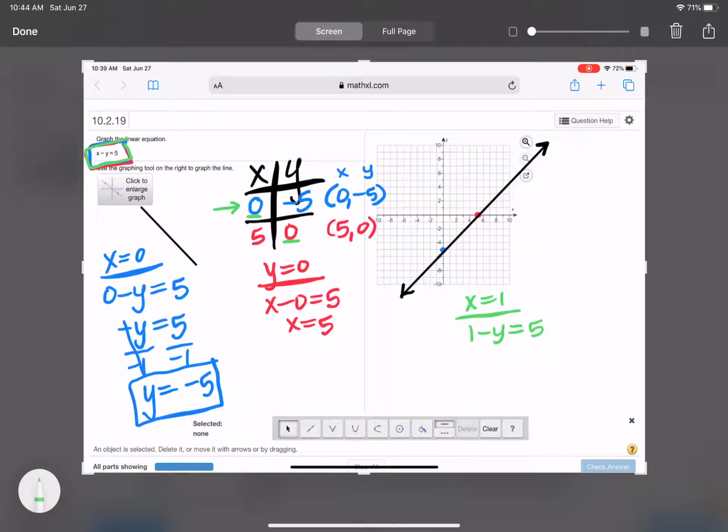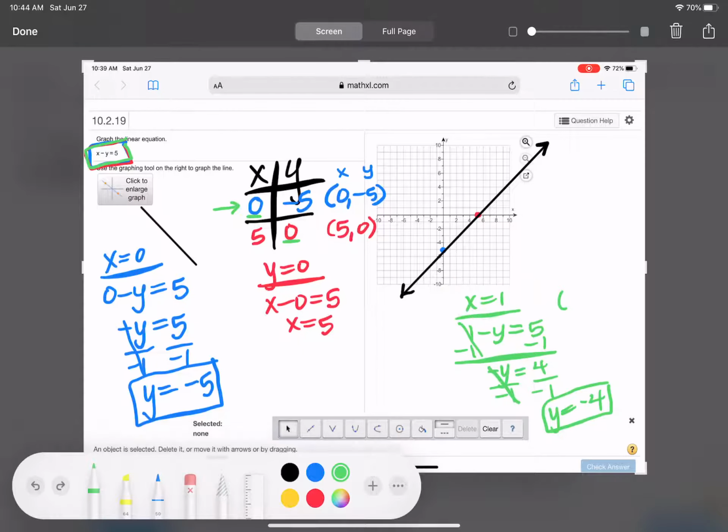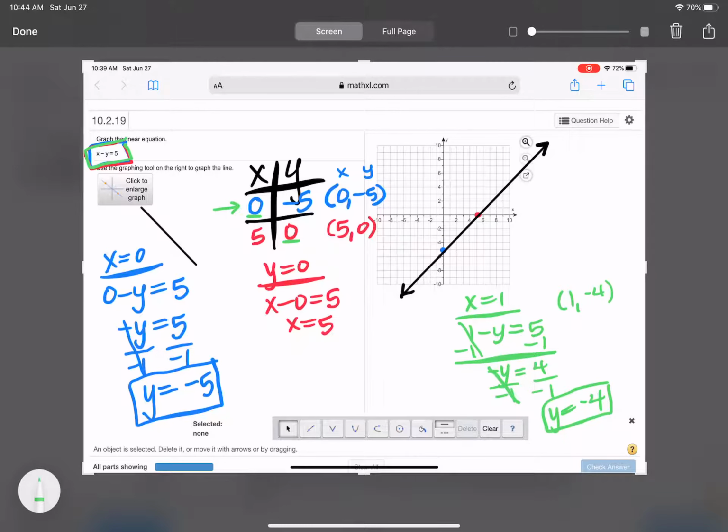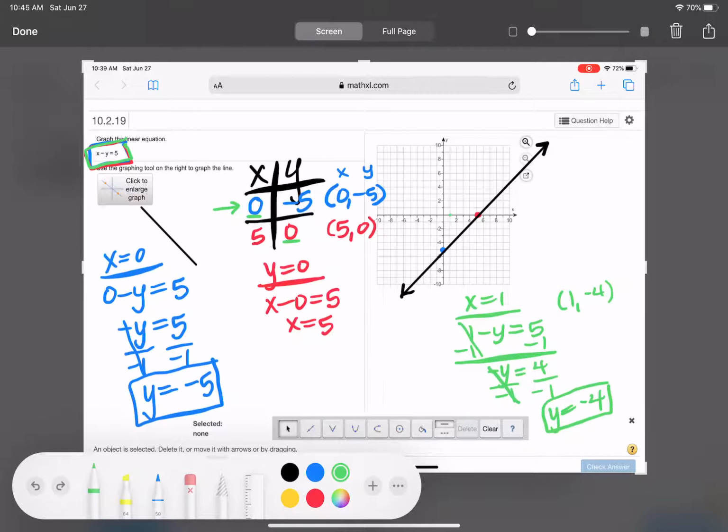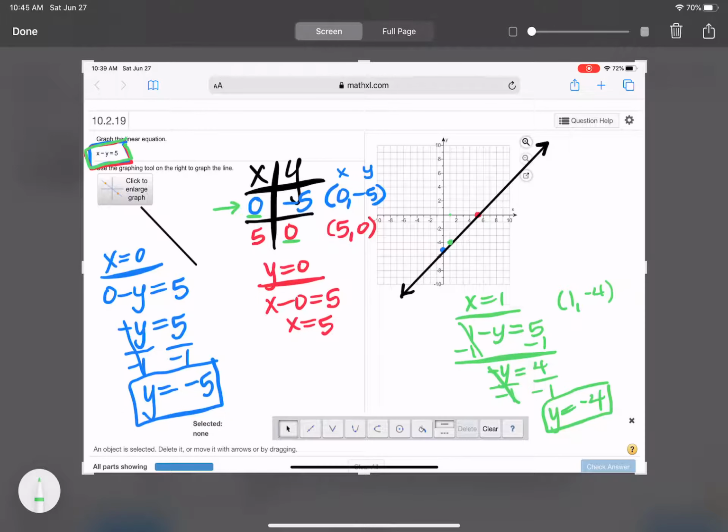So how do you solve for Y? Well, the opposite of a positive 1 is a negative 1. So we'll subtract 1 from both sides of our equation. So I've got negative Y equals 4. Divide both sides by negative 1. Negative divided by negative is positive, so we get Y. 4 divided by a negative 1, those are different signs, so that will be negative. Okay, so now this ordered pair is 1, negative 4. So on your X coordinate, you're going to go over 1 and then down 4. And so that point is right here. That is still on our line.